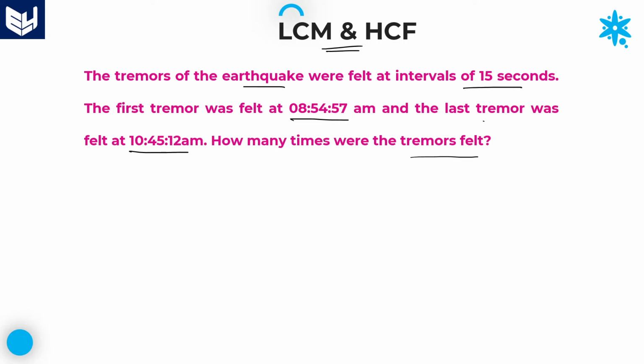First of all, in order to calculate how many times the tremors were felt, we need to find the time gap between the first tremor and the last tremor. Here the first tremor is 8:54:57, and from 8:54:57 to 9 am, what is the time? And after that, 9 am to 10 am, what is the time gap?